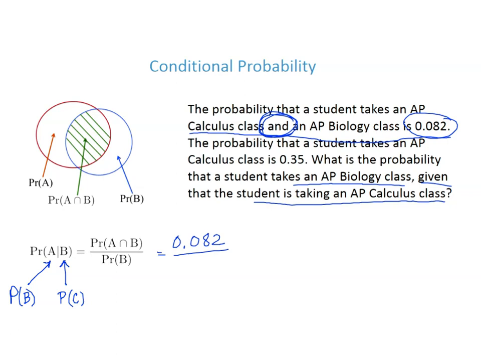On the bottom, we have the probability of B, which is here. The probability that someone takes a calculus class. And we were also given that in the problem. And that goes on the bottom.